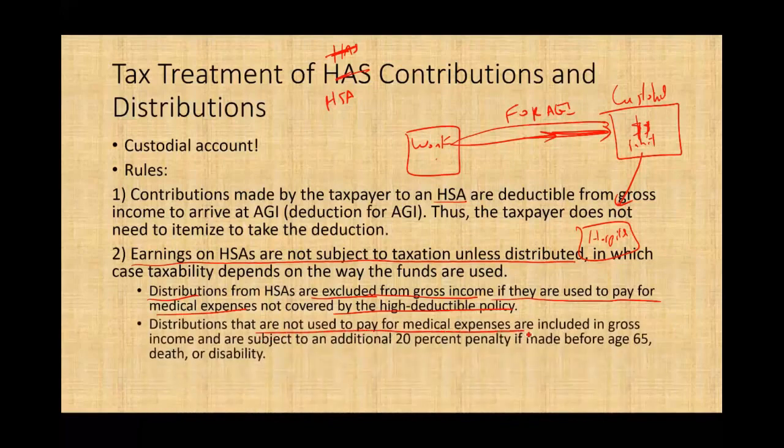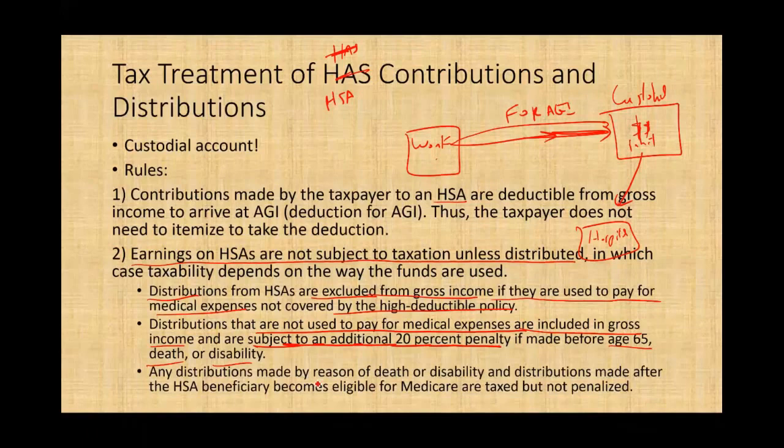Distributions that are not used to pay for medical expenses are included in gross income. So simply put, if you put that money away and you use it for something else, it's your money, but you are subject to an additional 20% penalty. Not only do you pay taxes on it, you pay a 20% penalty. This is subject if made before age 65, death or disability. Any distribution made by reason of death or disability, and distributions made after the HSA beneficiary becomes eligible for Medicare, are taxed but not penalized.